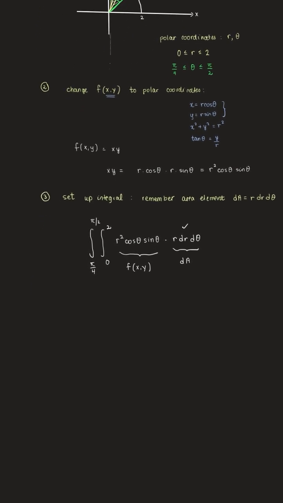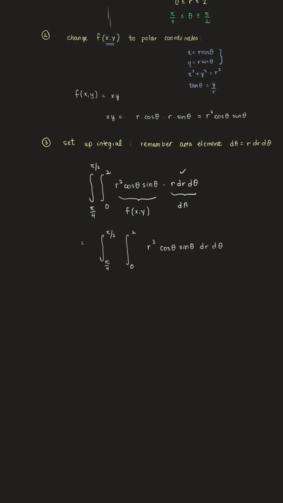I'm going to rewrite this as integral from pi over 4 to pi over 2, integral from 0 to 2. I'm going to go ahead and multiply r squared by r to get r cubed cosine theta sine theta dr d theta. And we are ready to evaluate. So of course our fourth step will be evaluate the integral.